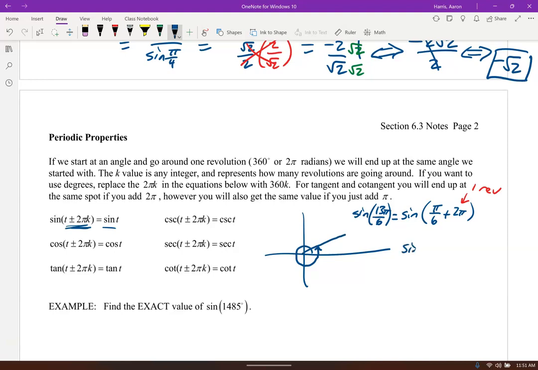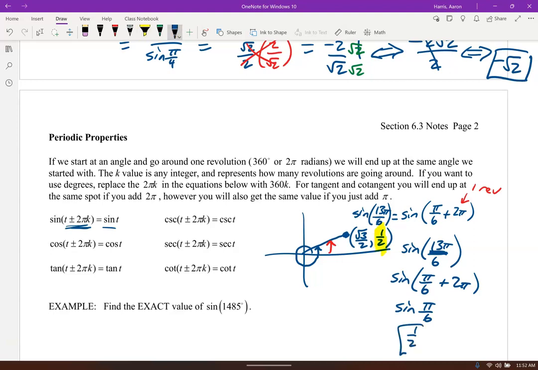So the sine of 13 pi over 6, which is around once, 2 pi, plus pi over 6, is the exact same thing as the sine of pi over 6. They're at the same spot. If I just rotate pi over 6, they're at the same spot on my unit circle. And so what would the sine be for pi over 6? It'd just be a half. It'd be the y value there.